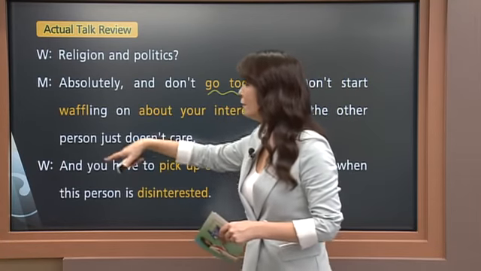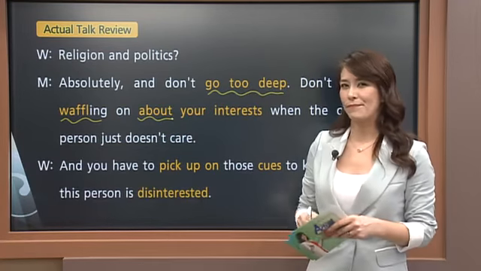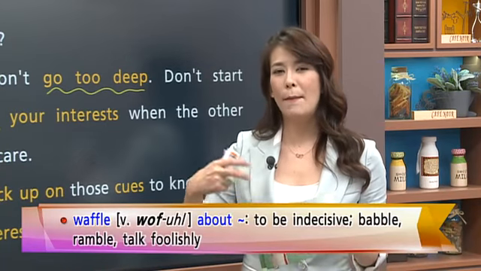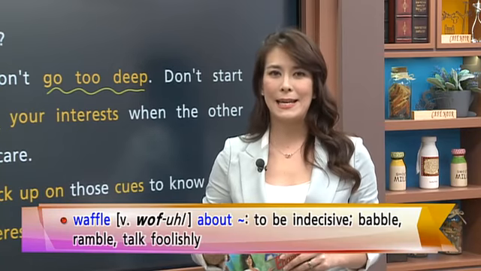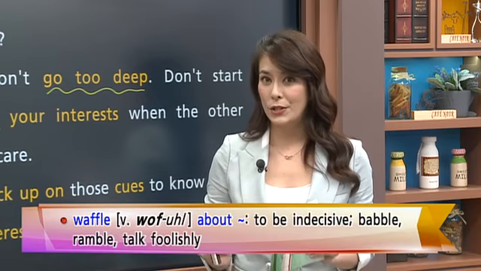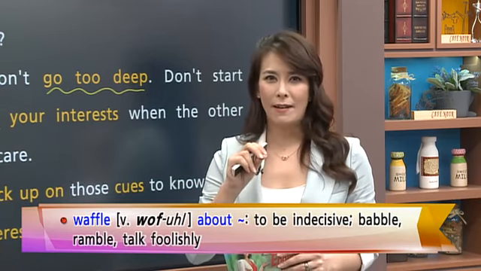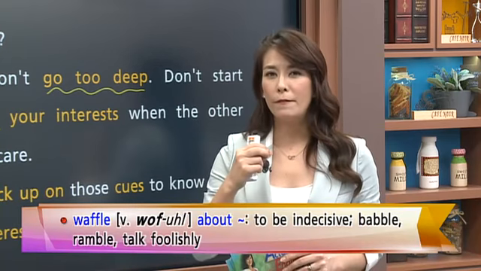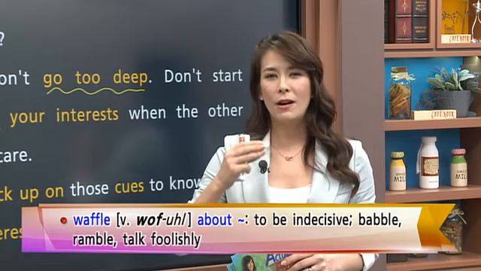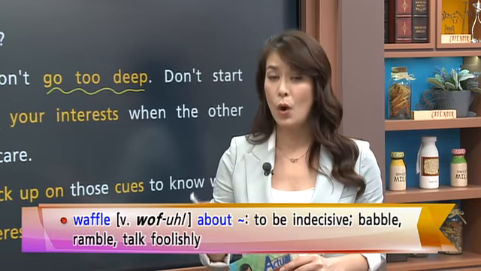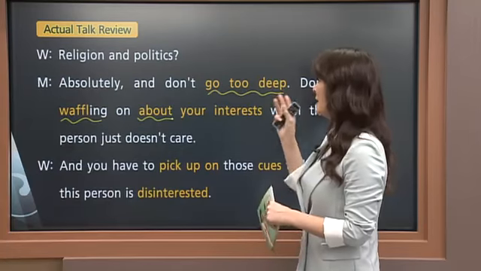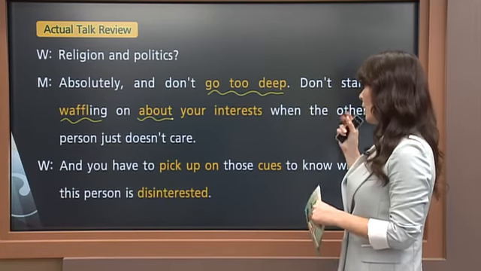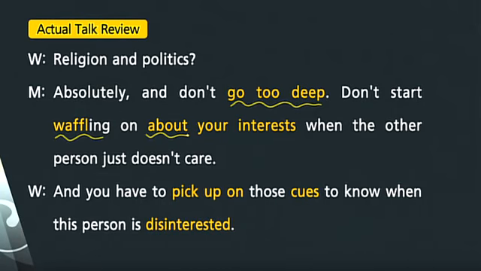Now let's take a look at waffle about something. Okay. Now waffle, we're not talking about the very sweet and delicious snack. Waffle about something means, in some cases, to be indecisive, have a hard time deciding what to do. But in this case, it means to babble on. Go on and on and on by talking and talking and talking. So babbling, waffling about something, chatting about something, constantly talking about something means to waffle about something. So he says, yeah, don't start waffling on about your interests, what you're interested in, when the other person is not interested. They don't care.